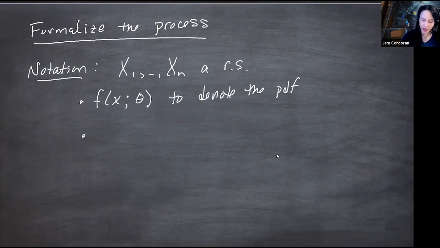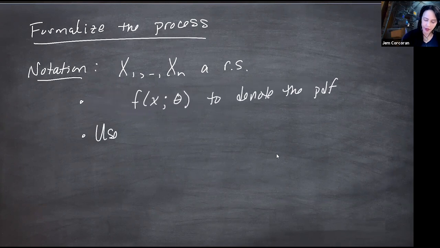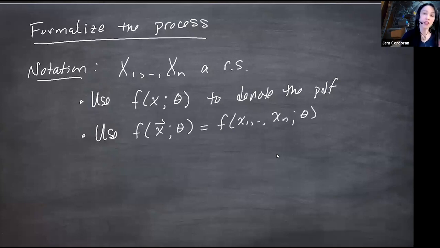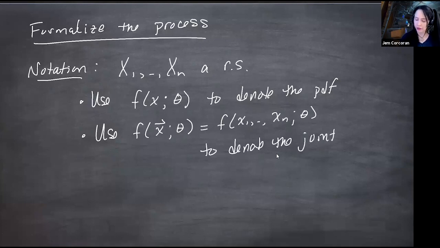Then I'm going to use f of x with a vector, which is f of x1 through xn. This is going to denote the joint PDF of all n values in the sample. We really only talked about two-dimensional joint PDFs so far, but here it's the joint PDF for x1 through xn.